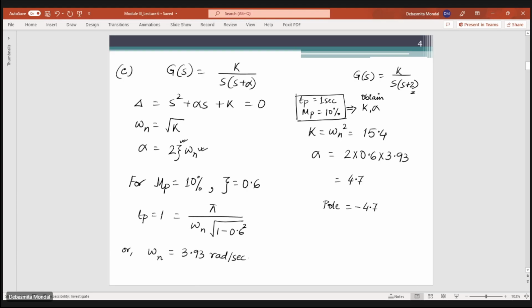That means you can change the overall gain of the system, and you can change the position of the pole of the system, in order to meet the specific criteria which has been provided to you. Okay, so clear? Do you have any doubts in this? Since no one is responding, I hope that you don't have any doubts.